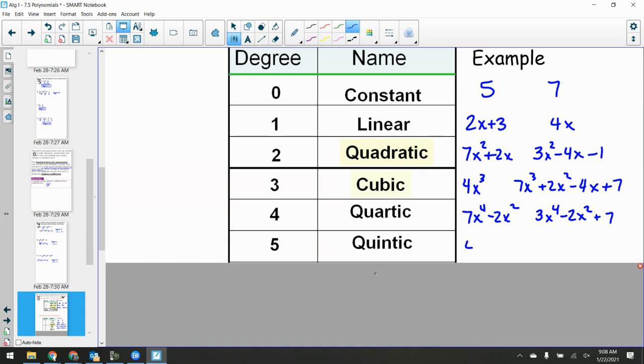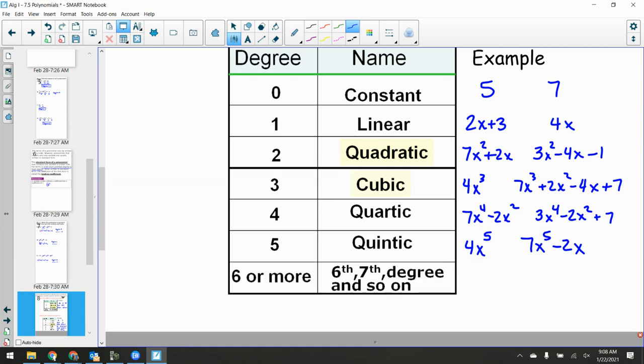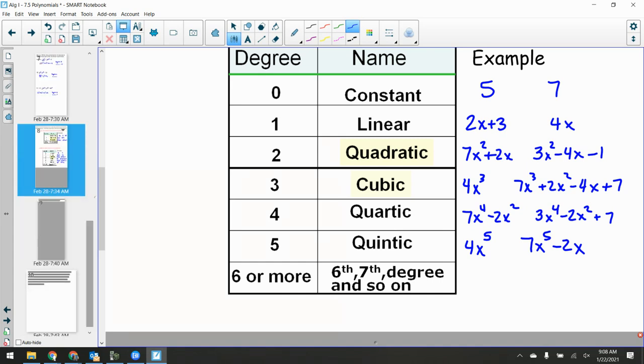Okay, so like 4x to the 5th, or 7x to the 5th minus 2x. Those are quintic because they have a degree of 5. Anything beyond that, you call it like a 6th degree, or a 7th degree, or an 8th degree, and so on. They have generic names beyond 6. Okay, so let's name these things.